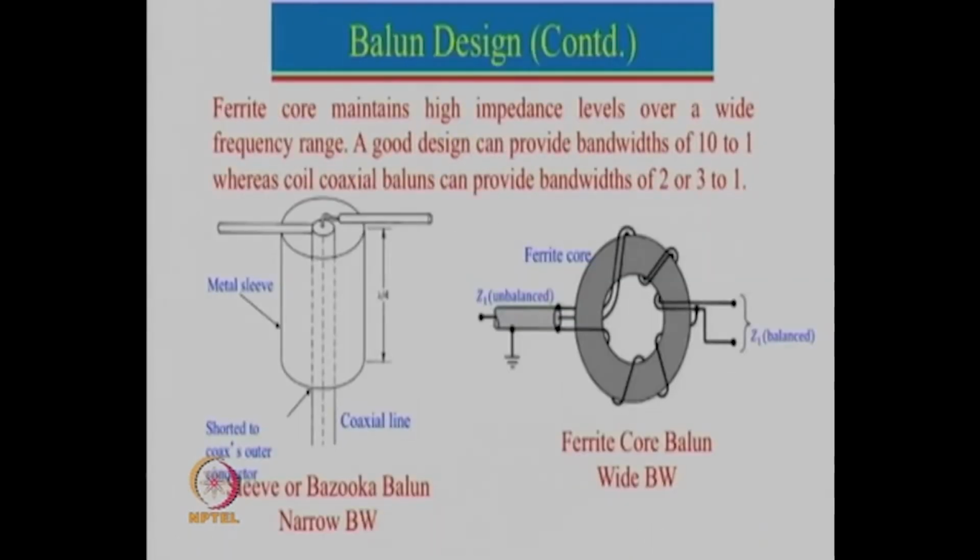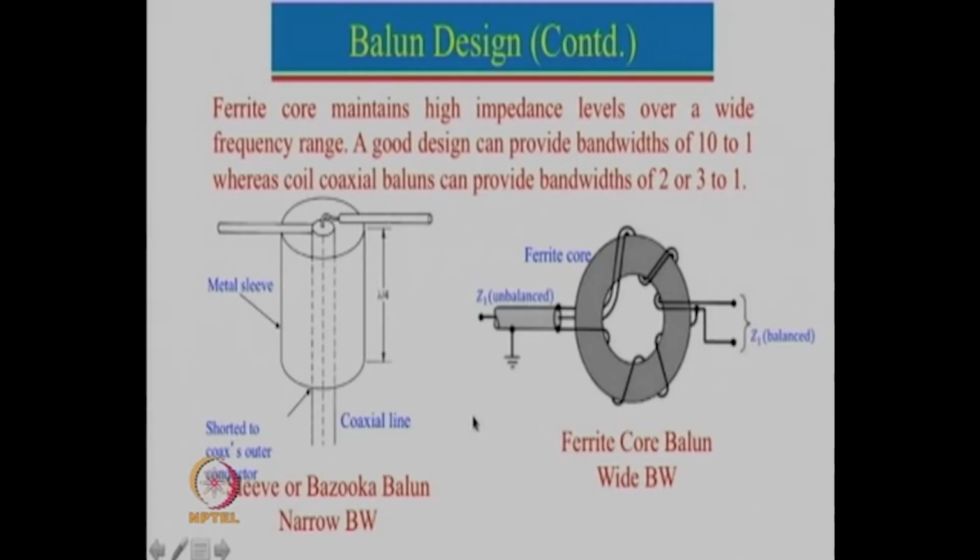Here is another configuration, known as a sleeve or bazooka balun. In this case again, this is the coaxial which is going over here, the outer is connected over here, the center is connected there, but in between a metallic sleeve of length lambda by 4 has been added, which is shorted here, so that this short will act as an open circuit. Another option is to use a ferrite core balun. Now, all of these things make the design and even the construction and the cost expensive.